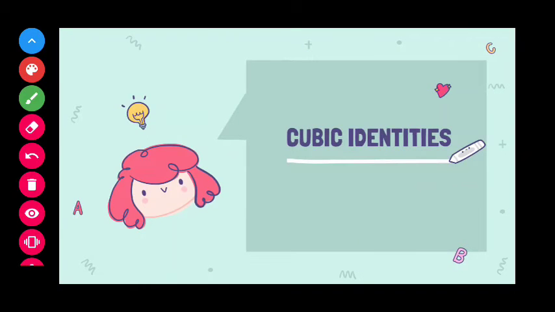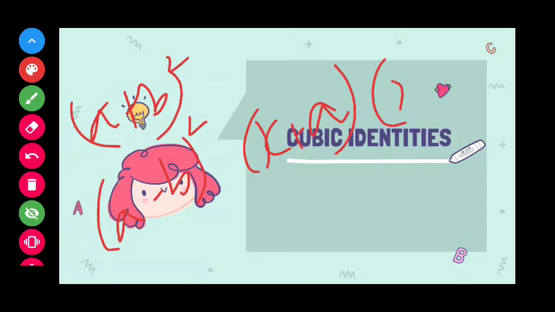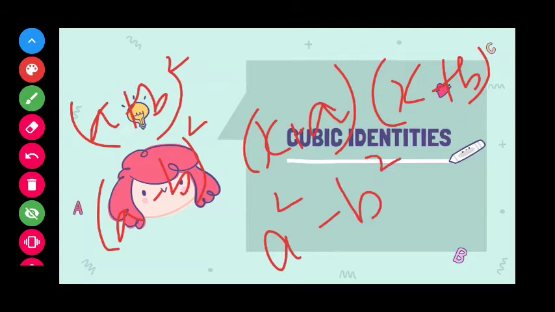Cubic identities. But before getting into this, what are identities? Identities are certain formulas which we will be using to simplify an algebraic expression. In the last class we learnt 4 algebraic identities. The first one is a plus b whole square's identity. Next is a minus b whole square's identity. Next is x plus a into x plus b's identity. Next is a square minus b square, equal to a plus b into a minus b. These are the 4 identities in terms of square we learnt in the last class.